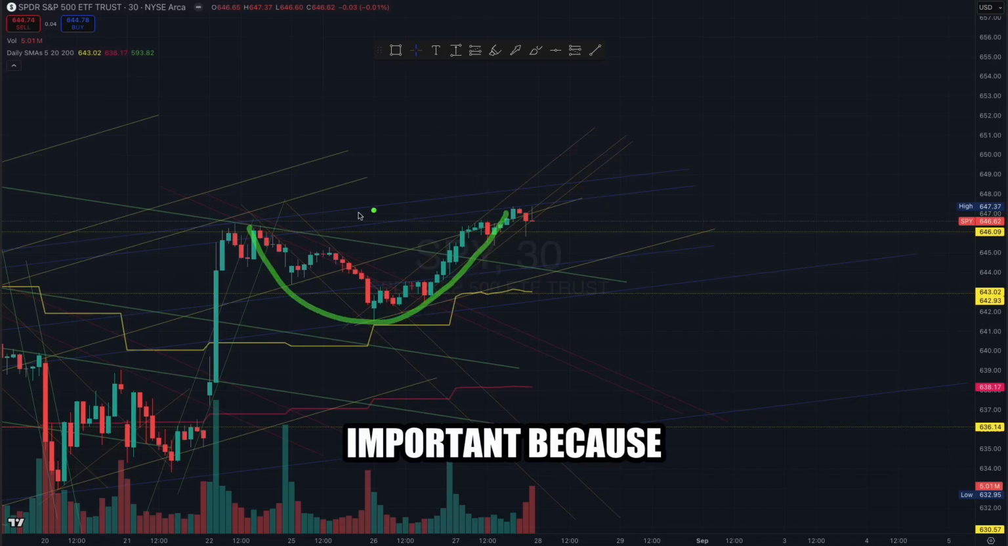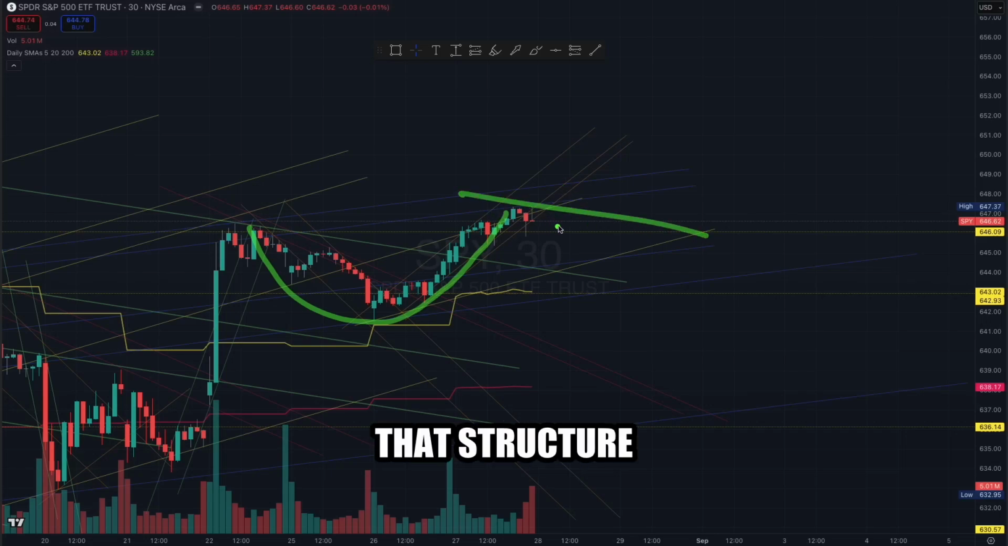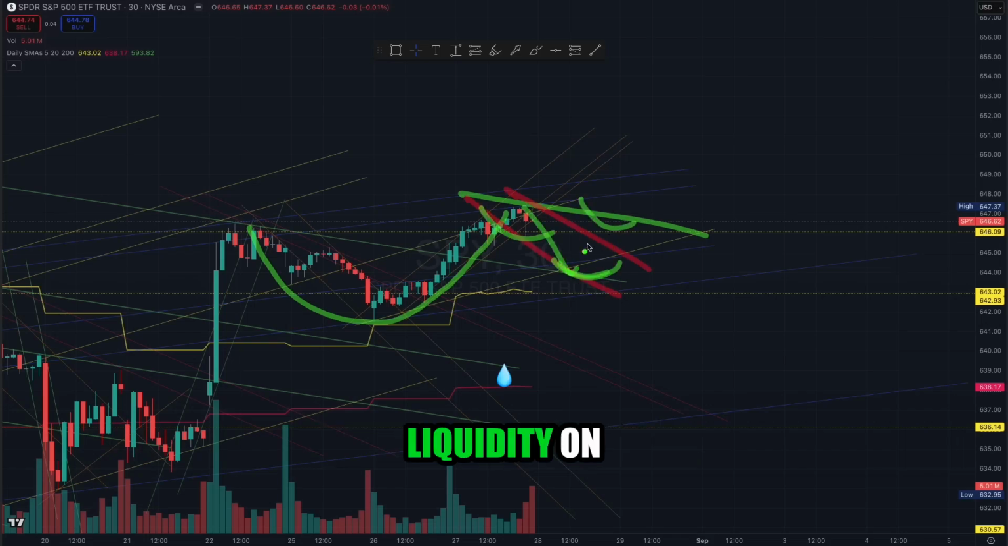Now, this is very important because you want to be looking out for that structure if it continues to be controlled selling, and we grab the liquidity on the way up here. So pay close attention as well.